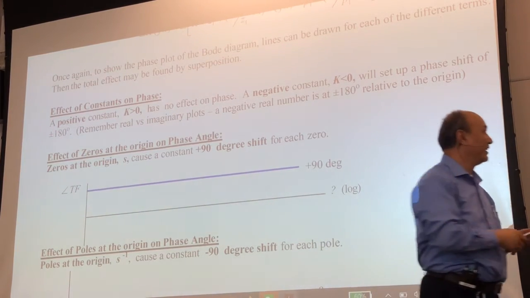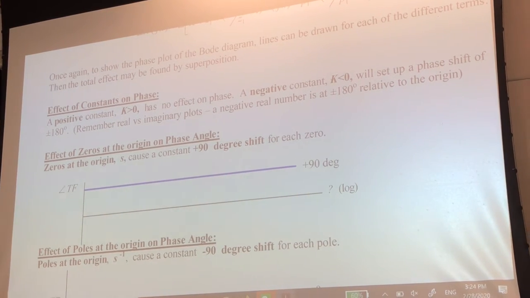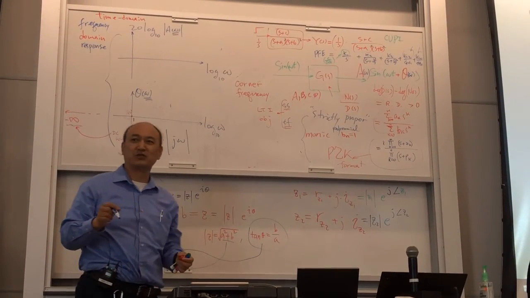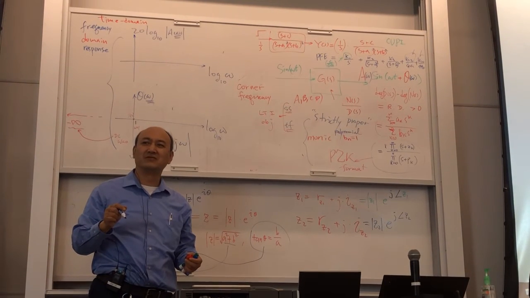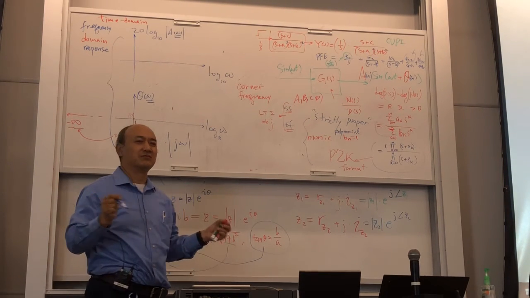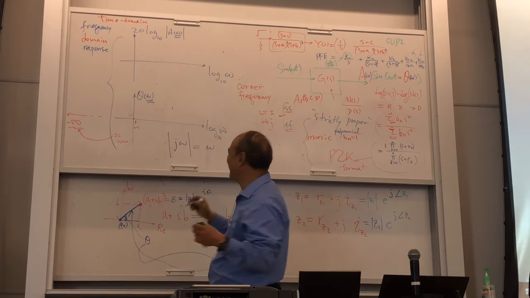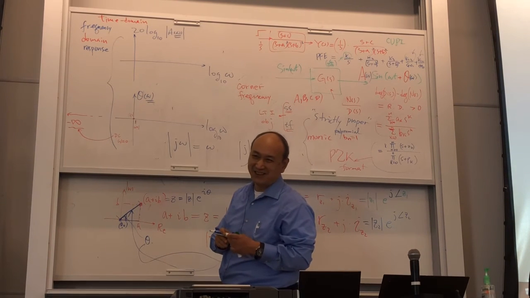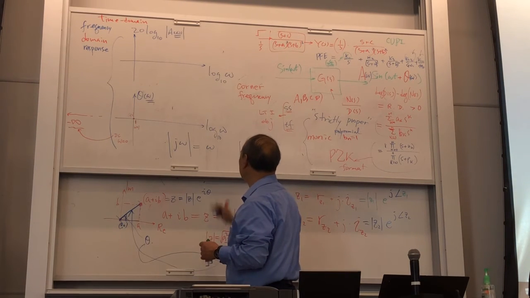Let me tell you something you should be careful about. So I have a j omega here. What is the amplitude of j omega? Don't feel very scared about it. This one is 1, okay? This one is 1. So this is omega, okay?